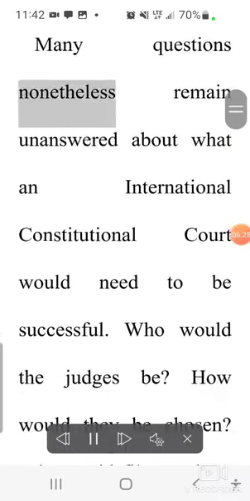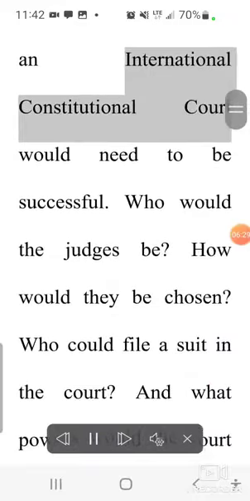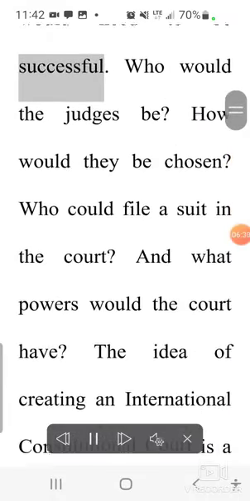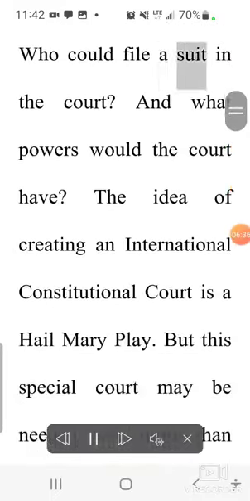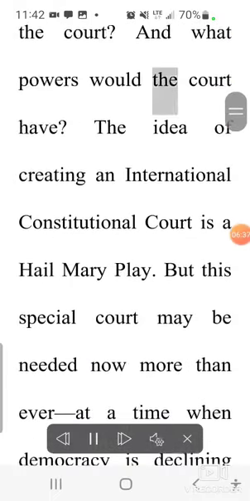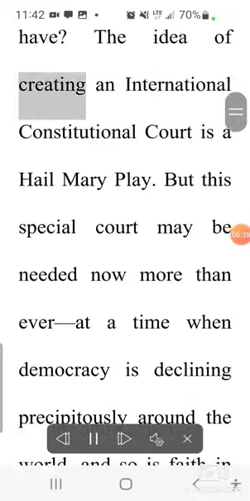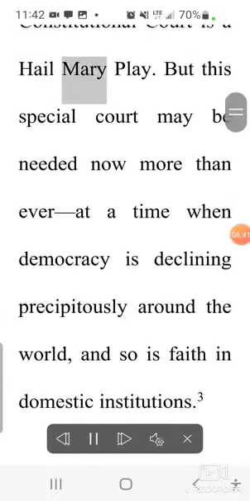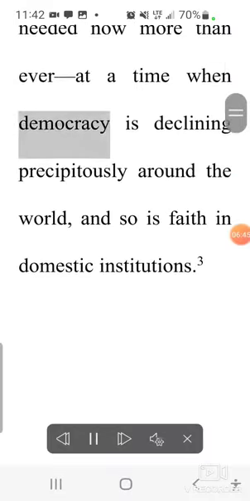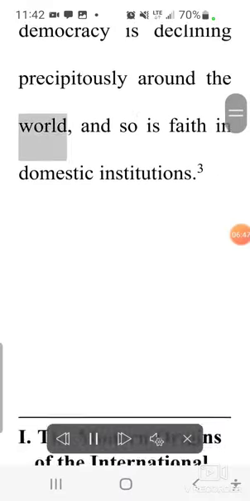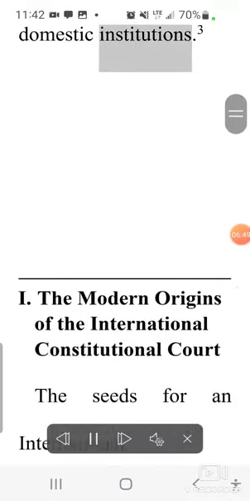Many questions nonetheless remain unanswered about what an international constitutional court would need to be successful. Who would the judges be? How would they be chosen? Who could file a suit in the court? And what powers would the court have? The idea of creating an international constitutional court is a Hail Mary play. But this special court may be needed now more than ever, at a time when democracy is declining precipitously around the world, and so is faith in domestic institutions.